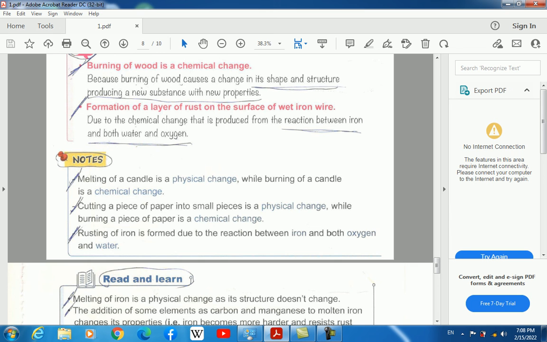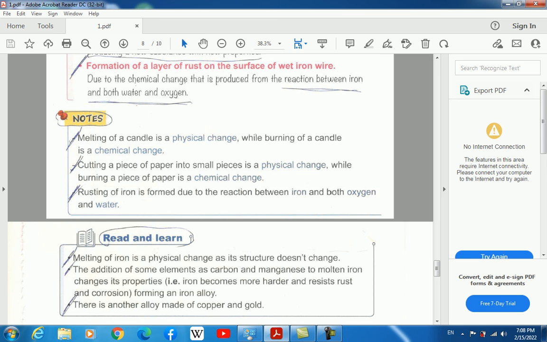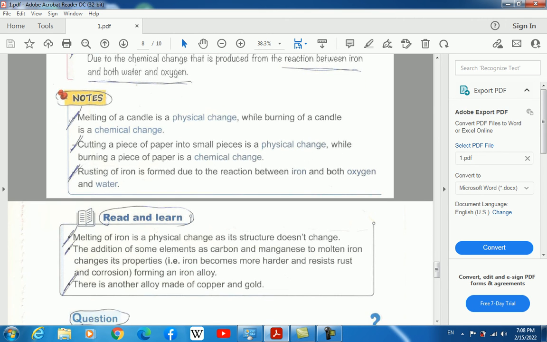And if we're asked to give a reason for the formation of a layer of rust on the surface of wet iron wire, why does this happen? Due to the chemical change that's produced from the reaction between iron and both water and oxygen. And here we have to note something.